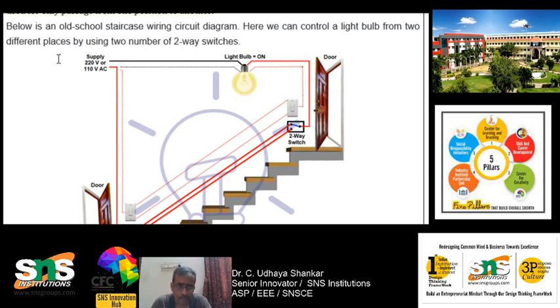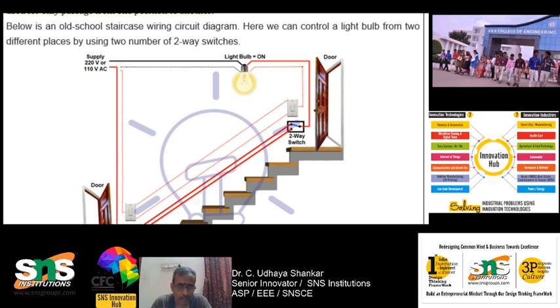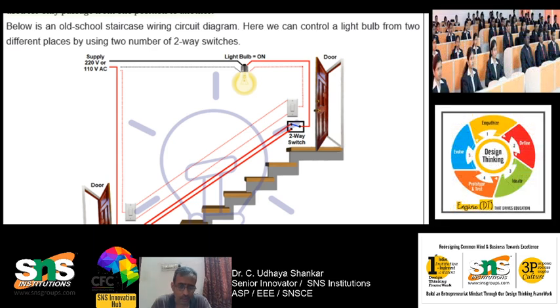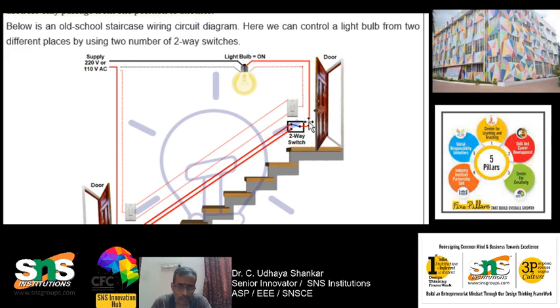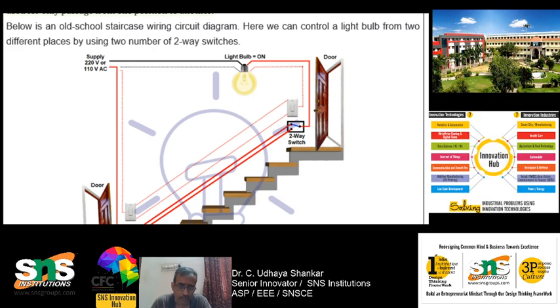From the single phase supply it works. Here you have two different switches for one bulb. Either the bulb can be controlled from downstairs or from upstairs. So two different switches, 1 and 2, and only one bulb. This is the upstairs switch and this is the downstairs switch. So two different switches are there for one staircase, and only one bulb, so we have to control it.